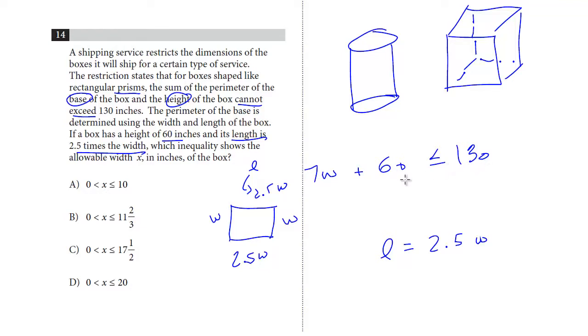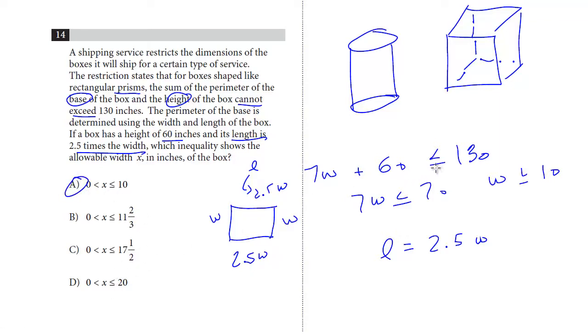equal to 130. We subtract 60 from both sides, we get 7W is less than or equal to 70. So we know that W has to be less than or equal to 10 inches. And if you look at the choices, here it is, X is the inches. We know the width has to be less than or equal to 10. Obviously it has to be greater than 0 because this is a real life problem. It can't be negative. This is the answer here.